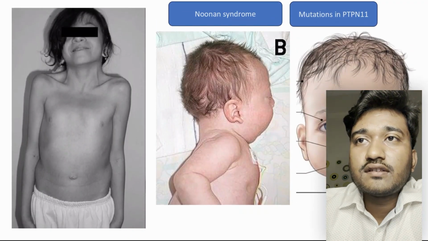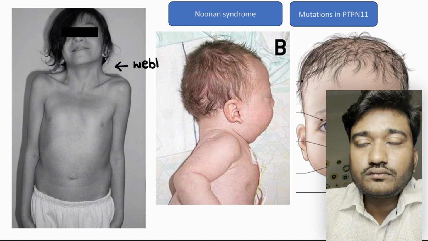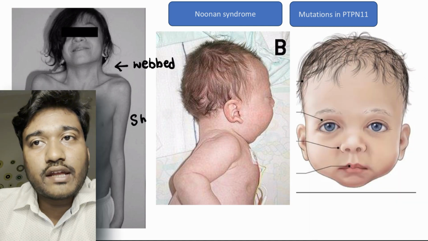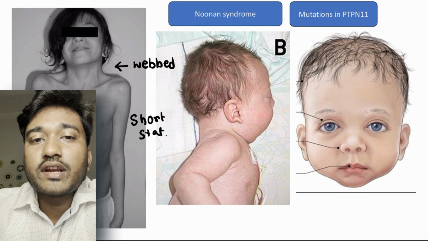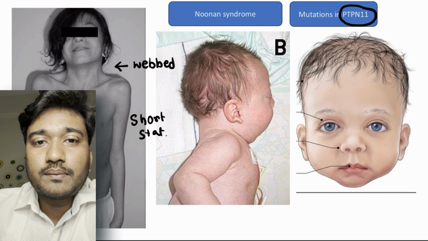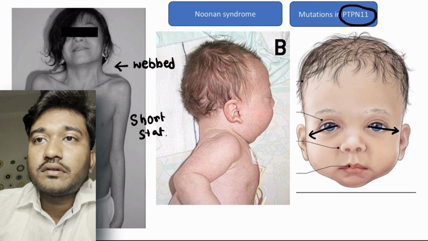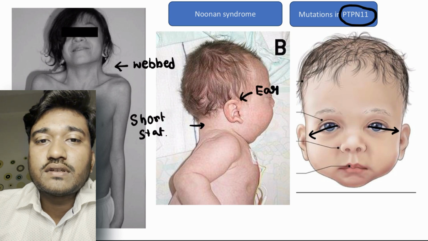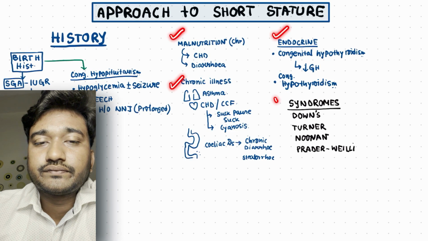Now look at this. This is Noonan syndrome. You can find there is a webbed neck, and also there is short stature. This Noonan syndrome actually occurs due to a mutation in the PTPN11 gene. Okay. So along with the short stature, you can see that the ear of the child is posteriorly rotated, and the slant is an anti-mongoloid slant.